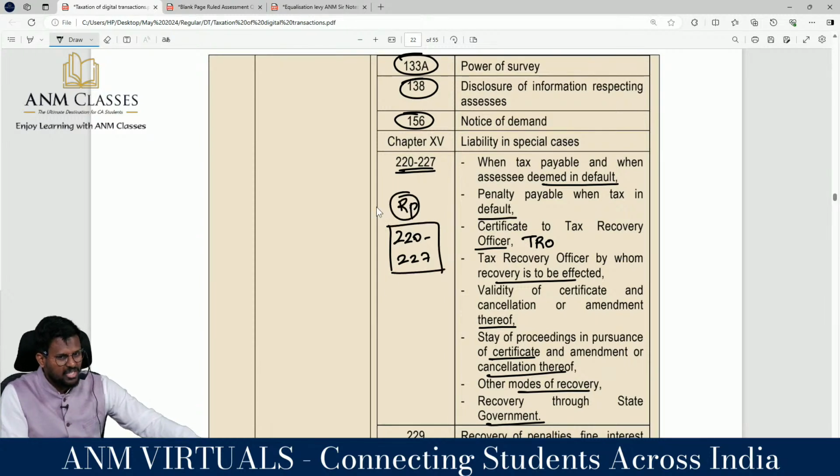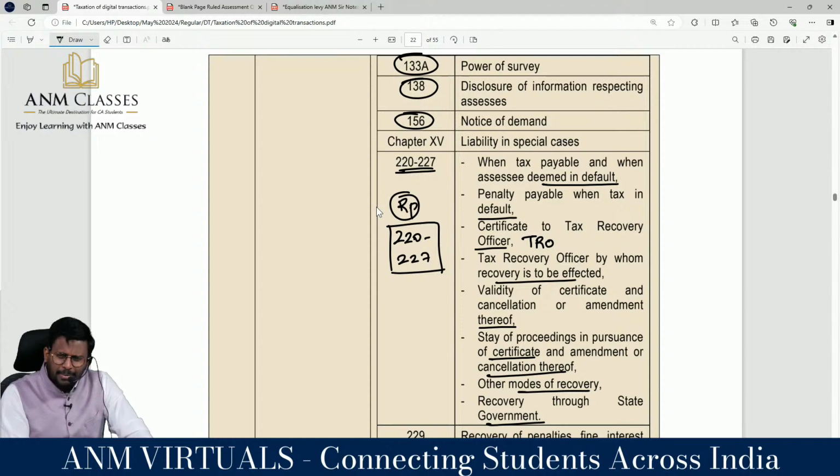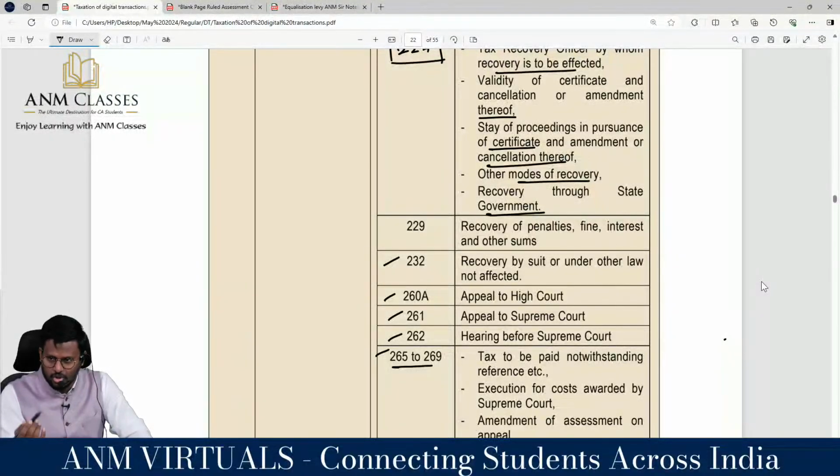All the recovery proceedings that are mutatis mutandis applicable under the Income Tax Act will be applicable even for equalization levy. I believe if time permits, we will be talking about the recovery proceedings and the interest under section 234ABC along with the advance tax in detail, all the subsections of that.